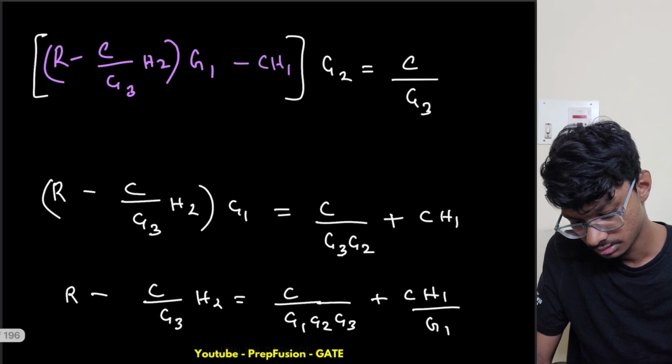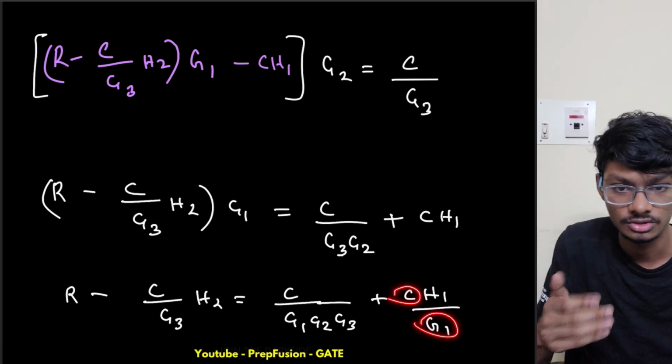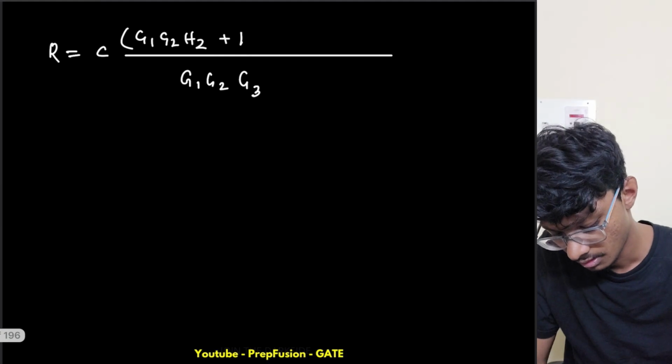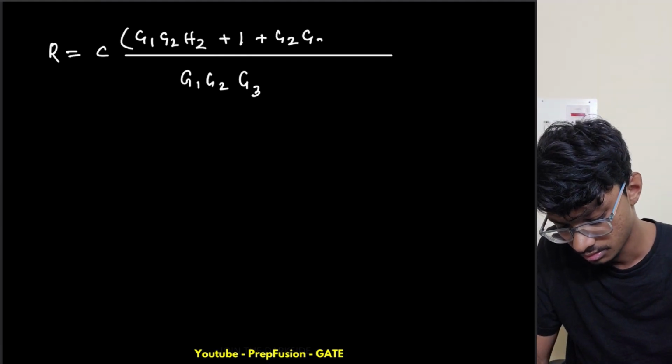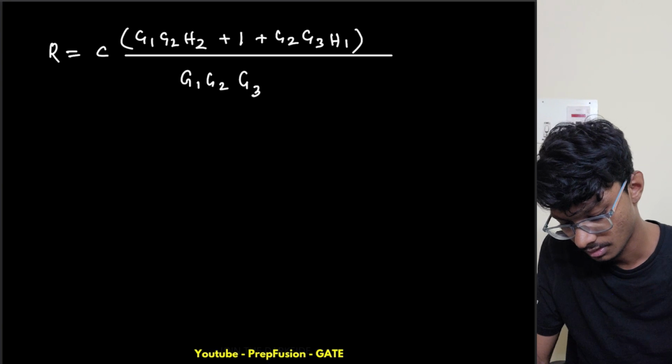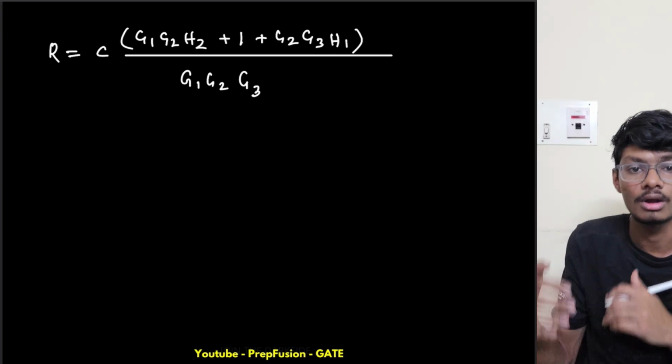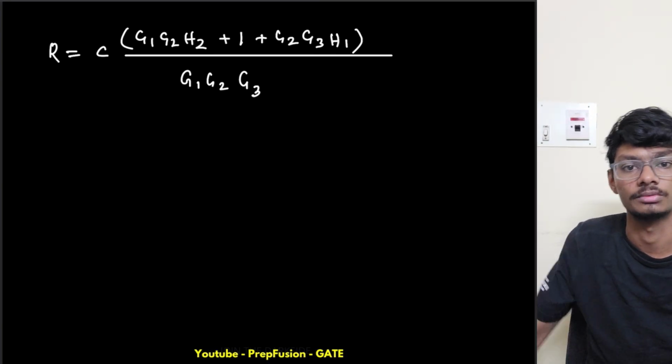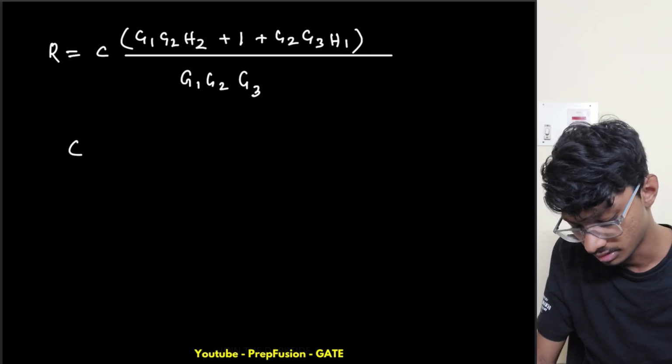And this doesn't have g2 and g3, so g2 g3 h1. So I hope you are seeing how I am simplifying this. This is also important for solving in your exam, right? So how to simplify all this?